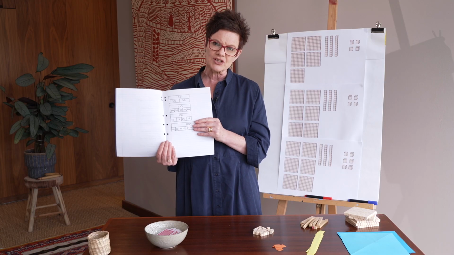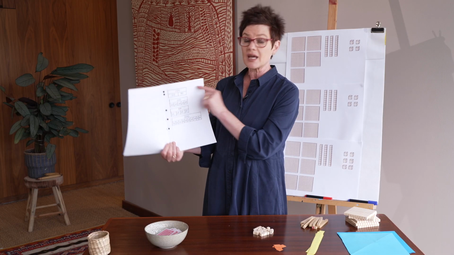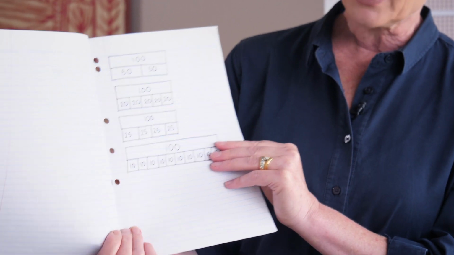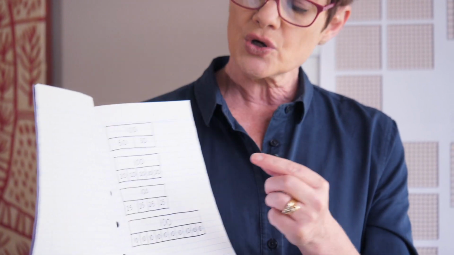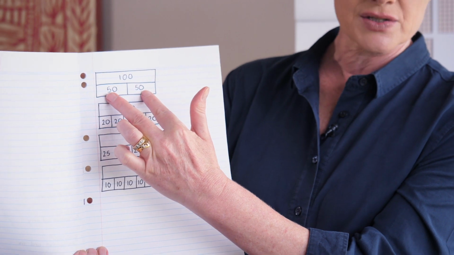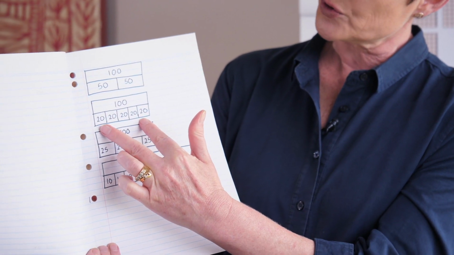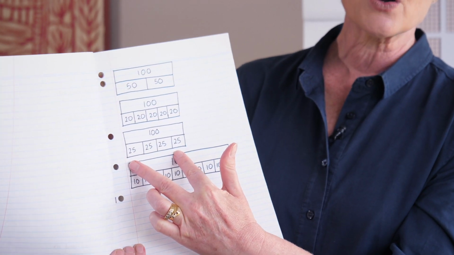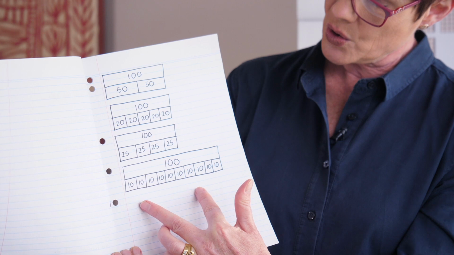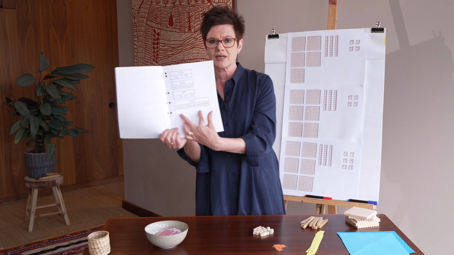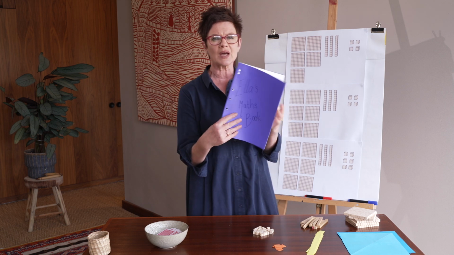And the last lesson we shared together was looking at our benchmark numbers for 100. And we used some bar models to show that. So we discovered together that 100 is 2 50s, 100 might be 5 20s, 100 could be 4 25s, or 100 could be 10 10s. Okay, that's a lot of learning and we'll keep going because we're doing such a great job.